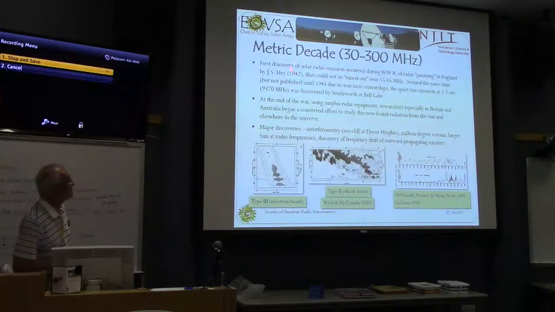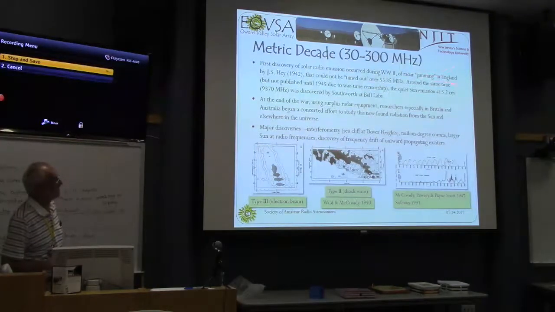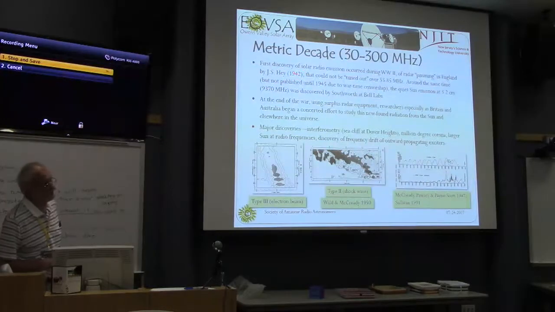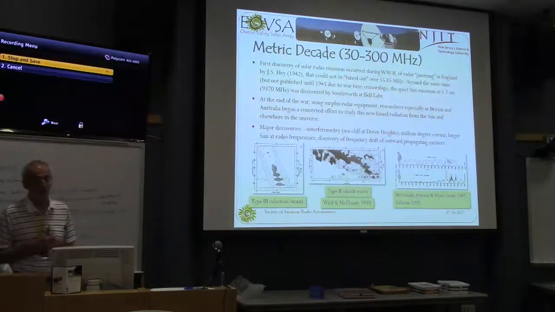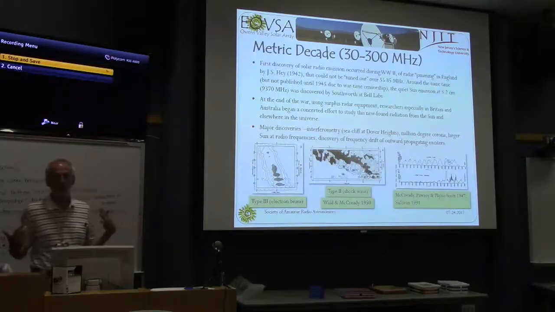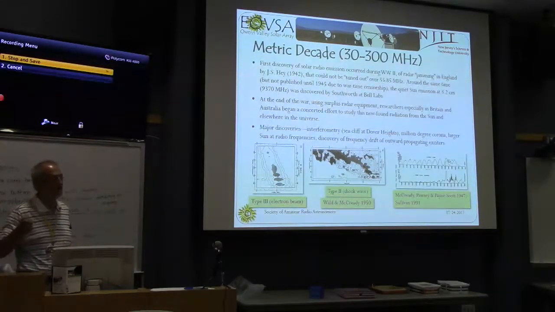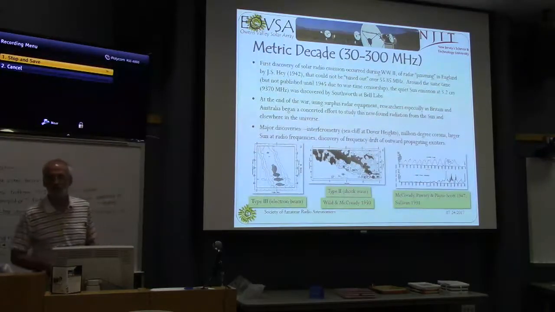The first discovery of solar radio emission occurred during World War II, and it was the radar jamming in England, noted in a wartime memo by J.S. Hay in 1942. And this emission was very much a concern because normally the Germans could jam radar and they could tune it out by changing the frequency of the radar.